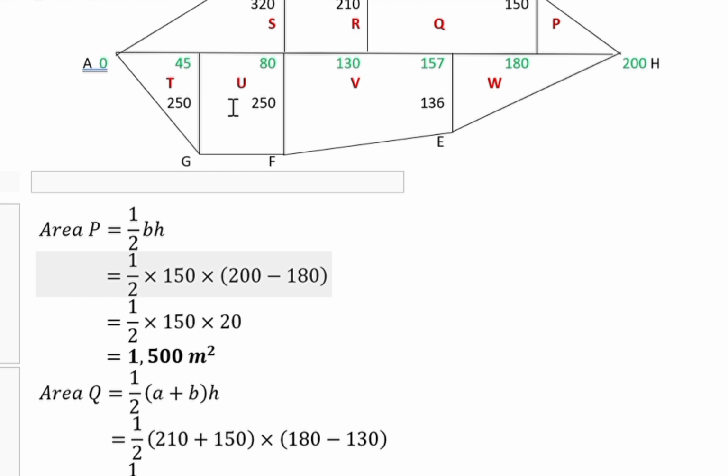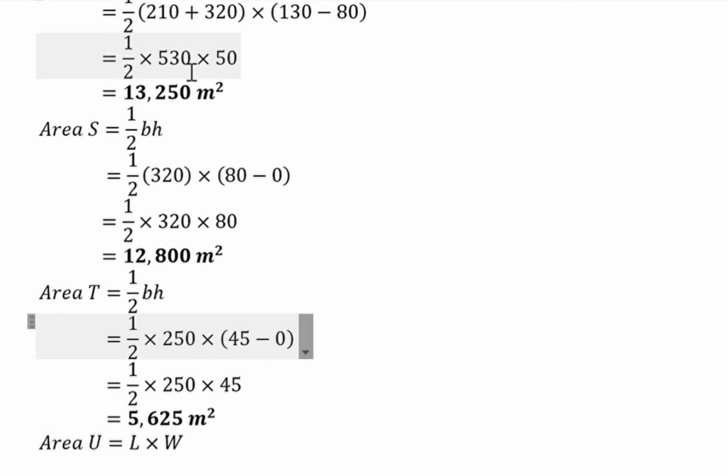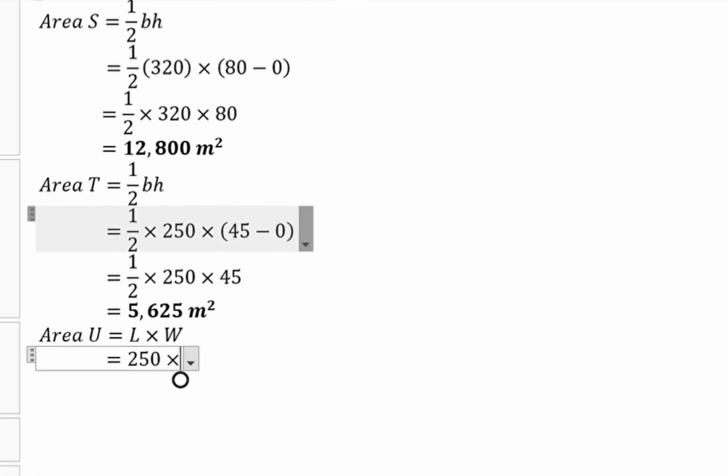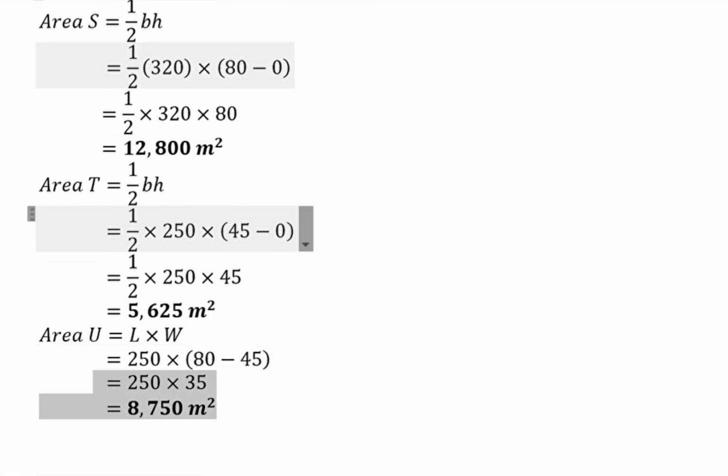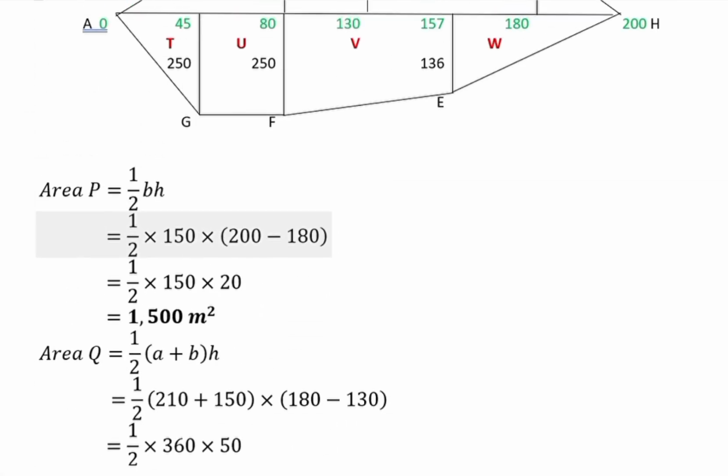Then this one is a rectangle, because you realize this length is equal to this length. And remember, they are perpendicular to the baseline. So that's a rectangle. The base will be 80 minus 45, and then times the height, which is 250. Or you can say 250 times 80 minus 45. When you do that, you'll get 8750.